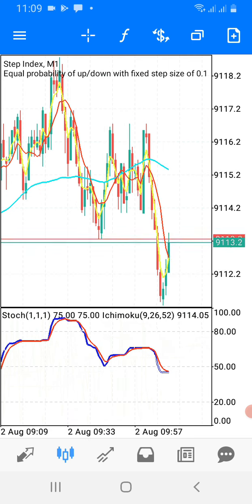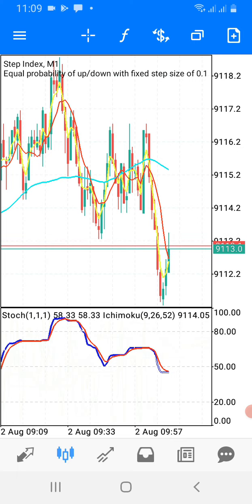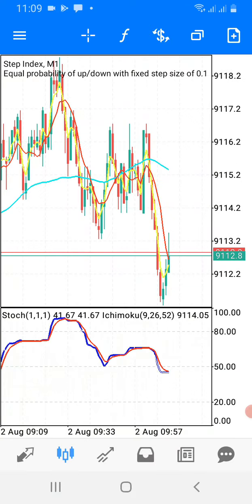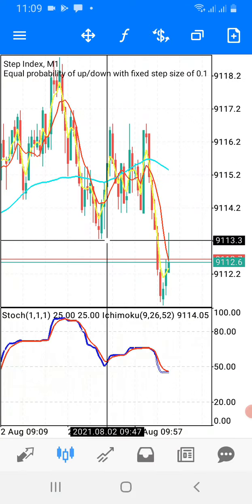Okay, let me show you another example, guys. This is the 1 minute time frame. But for this one, guys, you can see it's still selling.